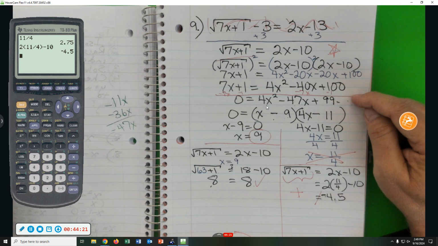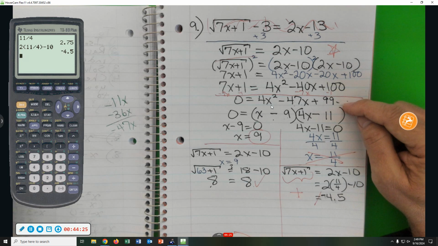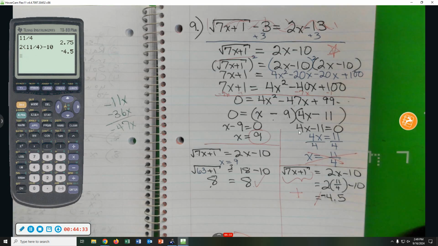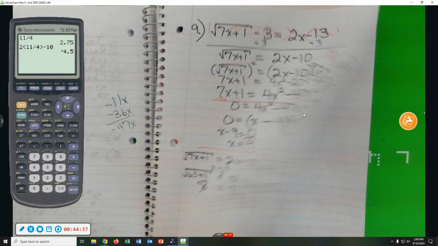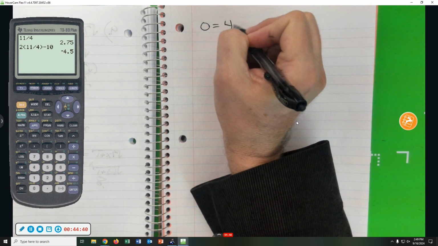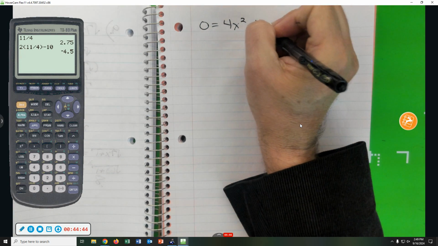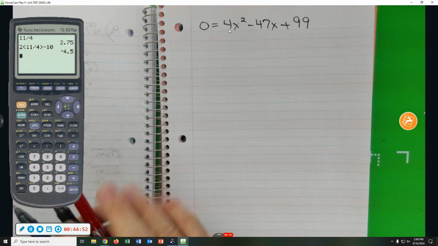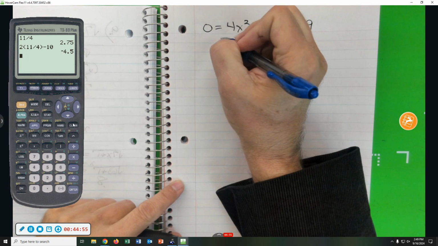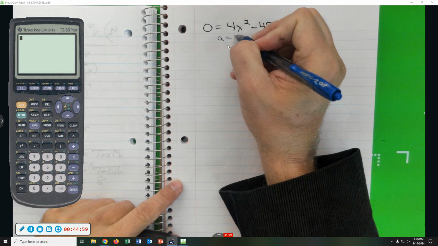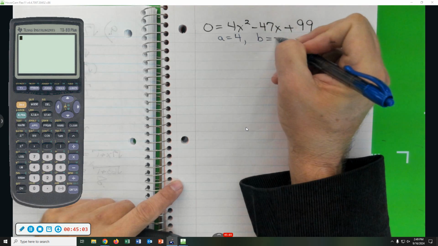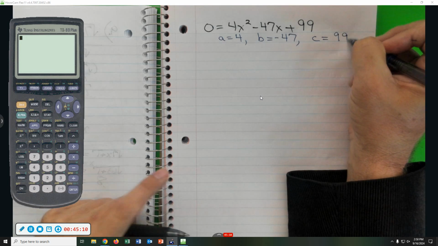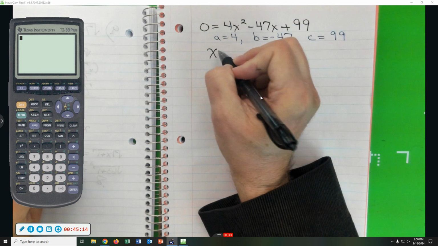Just so y'all see, how many of y'all, be honest, you're working your homework and you get 4x squared minus 47x plus 99. How many of y'all would go to the quadratic formula immediately and not even try to factor? Okay, let's do that just so y'all see what it looks like. 4x squared minus 47x plus 99. So using the quadratic formula, we know A is equal to 4, B is equal to negative 47, and C is equal to 99. And don't forget the quadratic formula. I'll write it down.